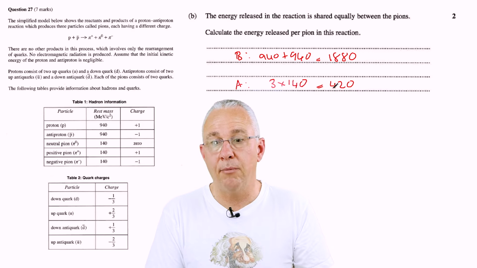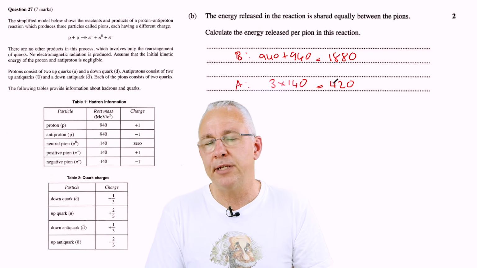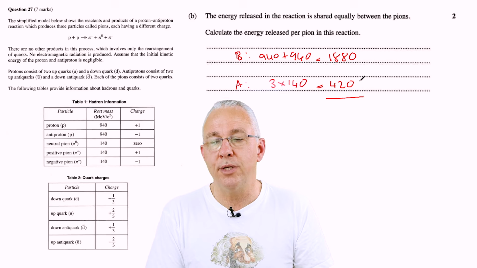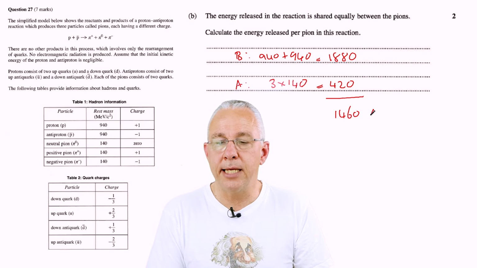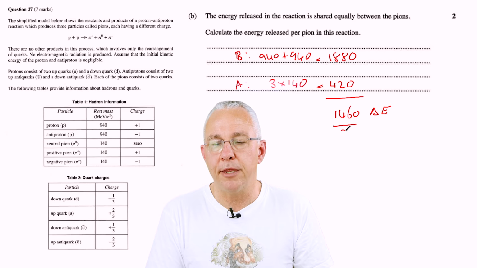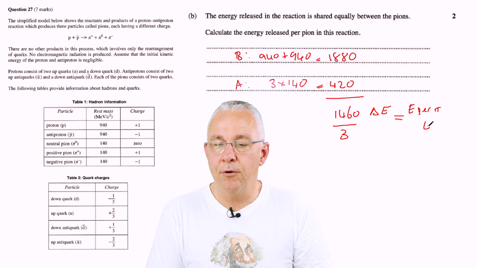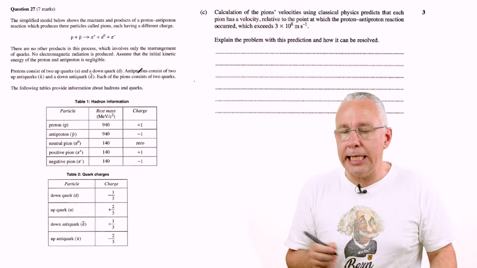So therefore, we have a difference in energy, and that energy goes to the kinetic energy of each of these pions. So now all we need to do is subtract the two, and we get 1460. That's our change in energy. Of course, this is shared equally, so now what we do is we divide this by 3, and as a result, we get the energy per pion equaling 486.7 mega electron volts.